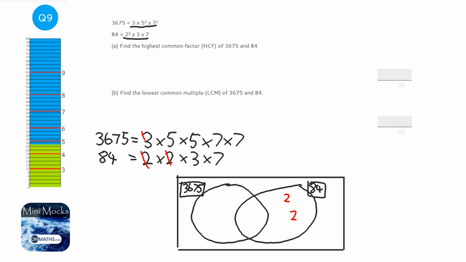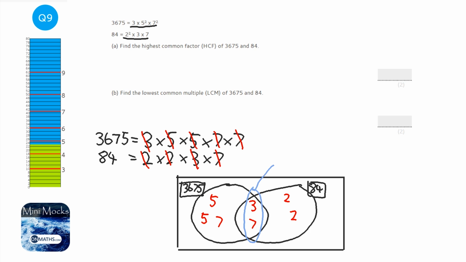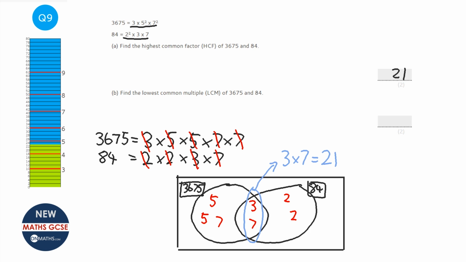So the next one, now this 3 appears in both lists, so this 3 goes in the middle. The 5 here only appears in 3,675, and same with this one. And then we've got one 7 that appears in both lists, but we've got another 7 in the 3,675 list. So that's my completed Venn diagram. Now, to answer question A, to find the highest common factor, all you need to do is multiply the overlapping ones together. So the highest common factor is 21, and that's it. There we are, it's that easy.